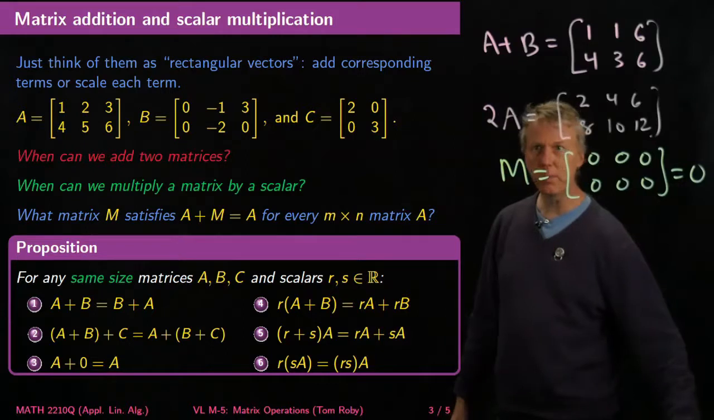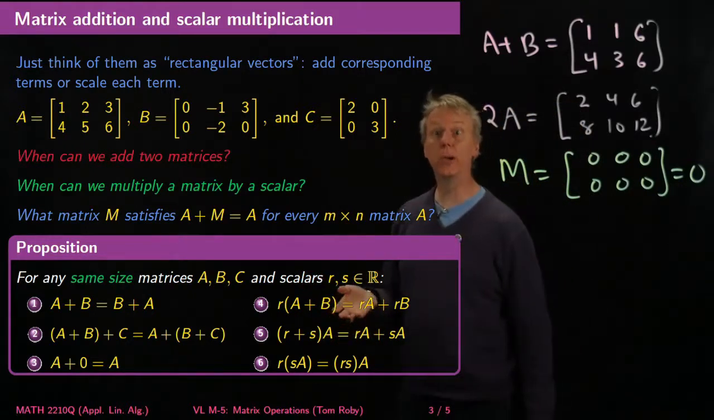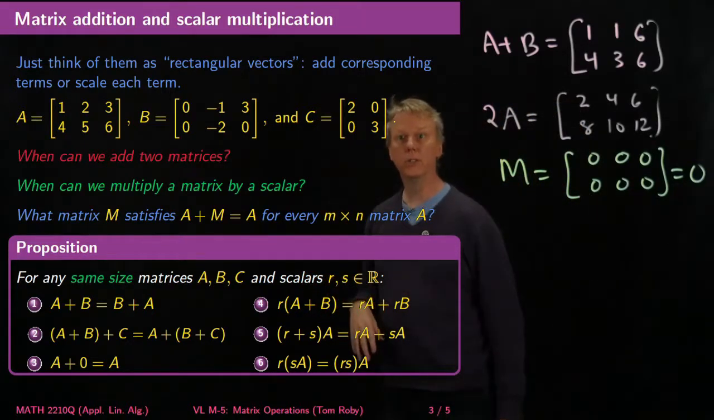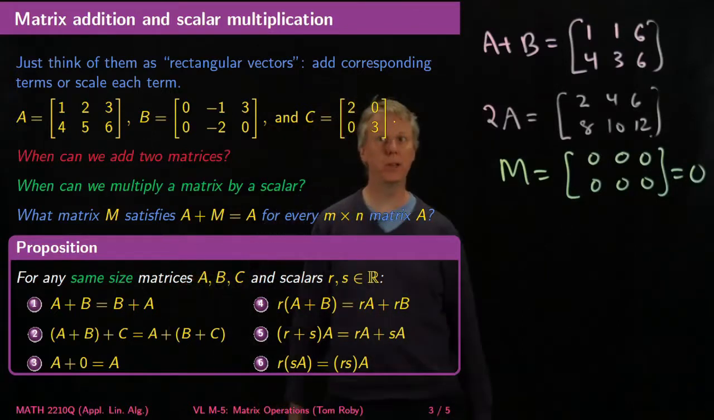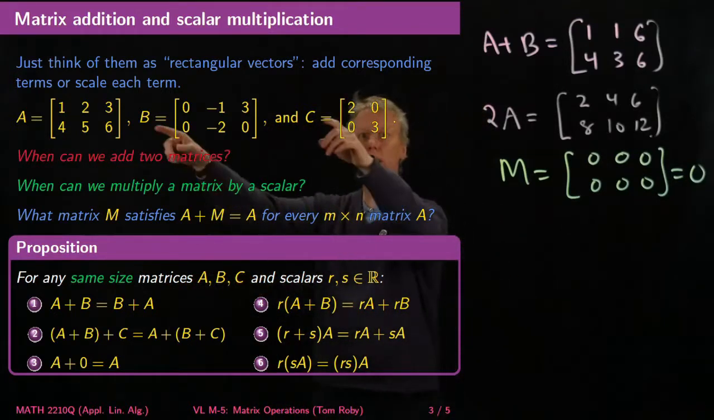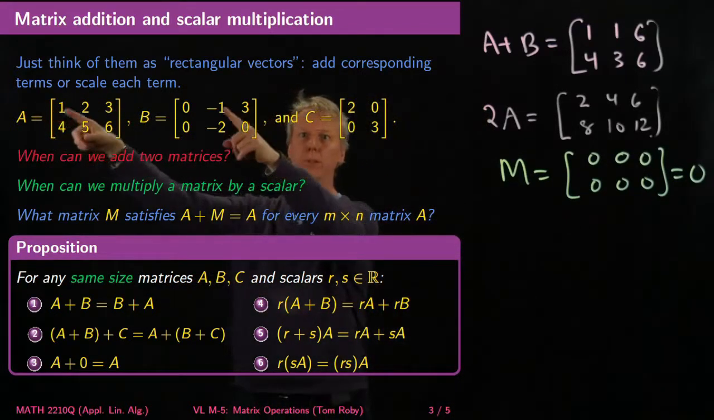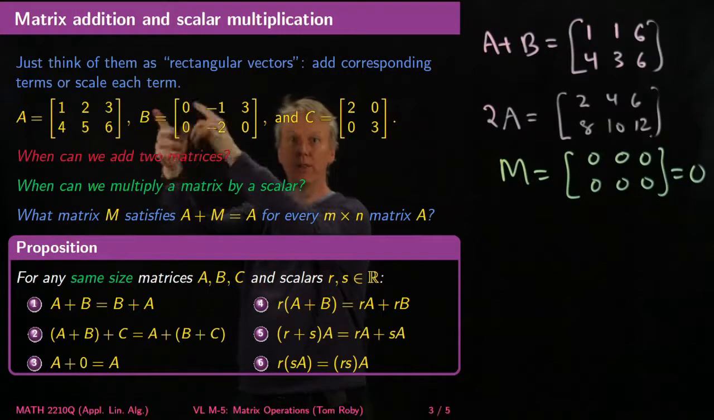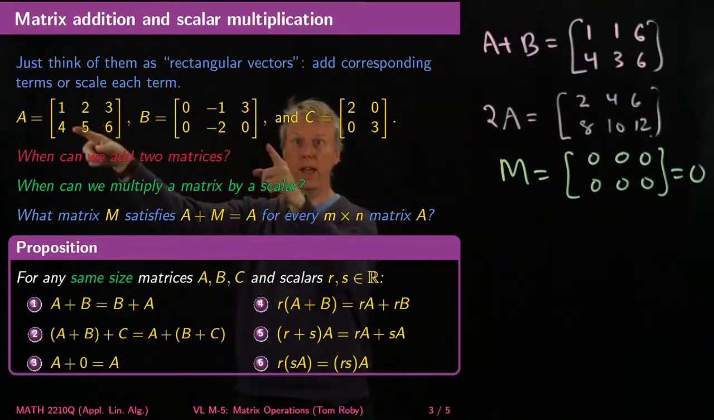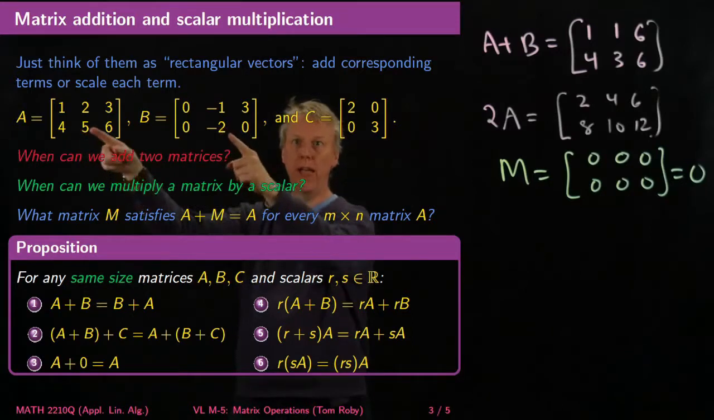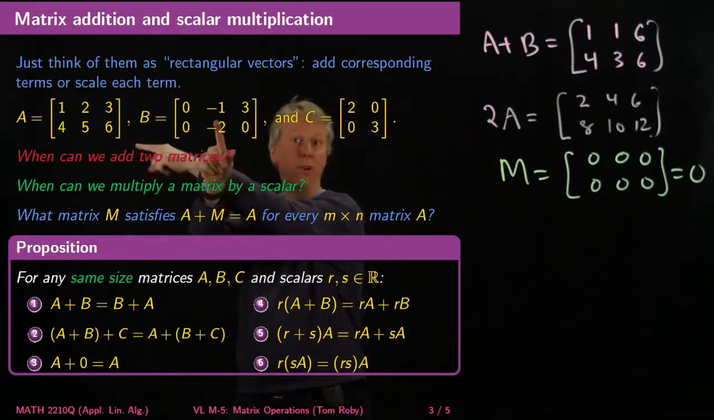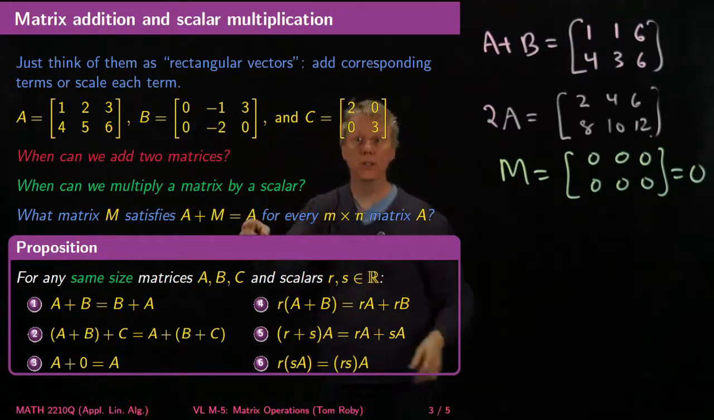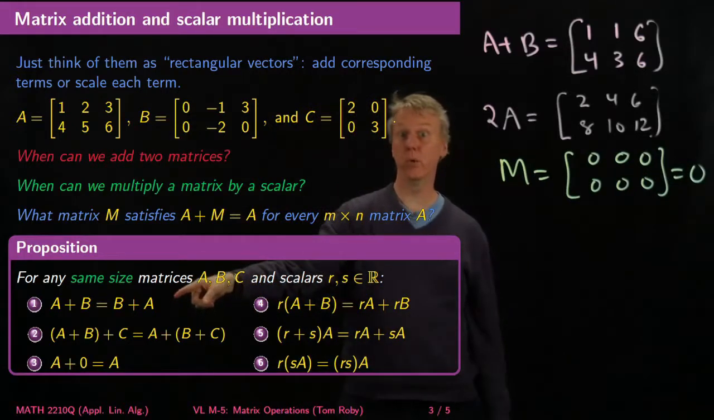All right, and so now here's a proposition, and it's not hard to see what's going on in any of these things, right? So for example, A plus B is the same as B plus A, right? Because I'm just doing it component-wise. So whether I add 1 plus 0 or 0 plus 1 in the first component, I still get 1. If I add 5 plus minus 2 in that component, or minus 2 into 5, I get the same thing. So this just follows immediately from the properties of ordinary addition.